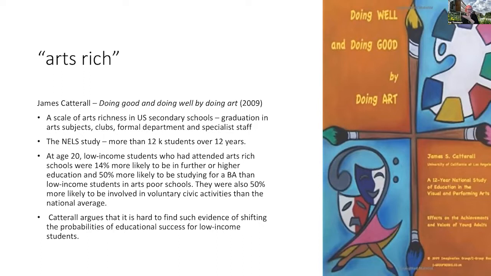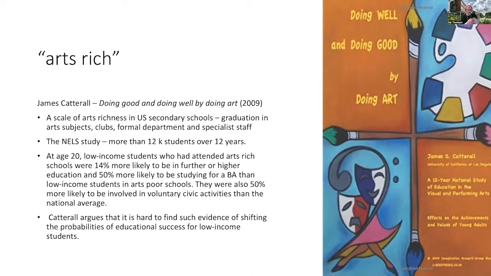And he developed this idea of the arts-rich secondary school, which was characterised by students being able to graduate in arts subjects. So in other words, there was a full secondary program leading to college-ready subjects. The presence of clubs in the school. There was a formal arts department and specialist staff. And that was what he called schools that were arts rich. And of course, that actually matches the description of a lot of secondary schools in the UK and in Australia. But apparently in the US, this is kind of less common.